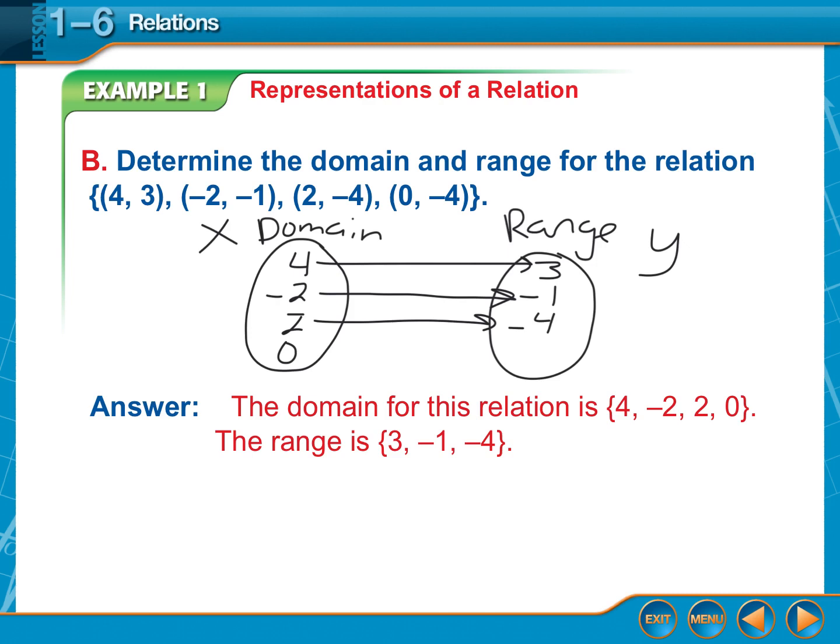Didn't I have to write -4 again on the range? No, is that what you're going to say? Yeah, I don't need to write it again. Okay, because why? It's already there, so I can just connect it that way.